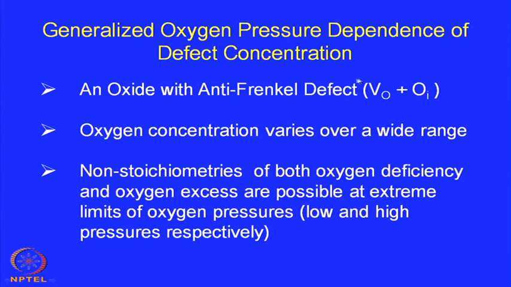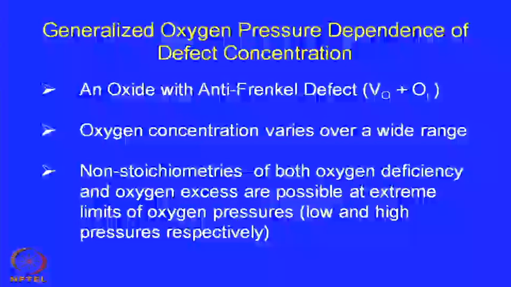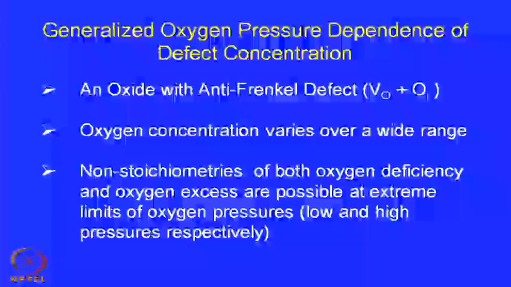Generalized oxygen pressure dependence of defect concentration in an oxide with anti-Frenkel defect. We are talking about somewhat generalized things. We have already considered what happens when there is a metal vacancy or oxygen vacancy, and in some cases we get p type conductor or electronic compensation, another case ionic compensation, all those things we have discussed. Here we are taking a very generalized situation and considering that defects are getting created in a particular oxide.